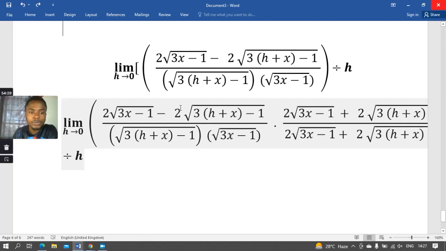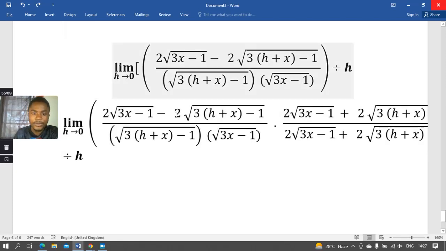Okay, so like we did, this guy and that guy, they are a difference of two squares. So you're just going to square this part. When you square this part, it will be 4(3x - 1). When you square that one, it will be 4(3h + x - 1), and then minus. That is what you get when you multiply the whole expression with its conjugate.